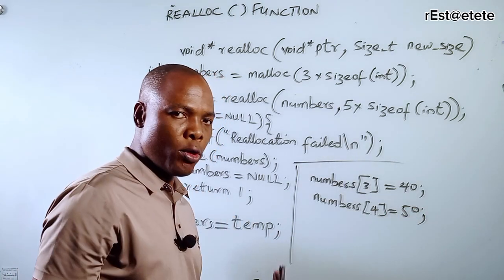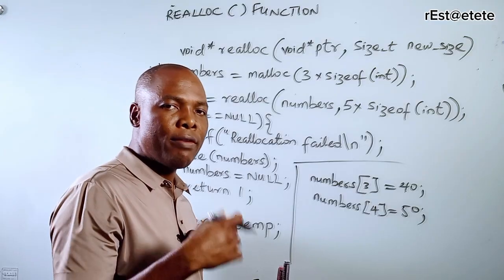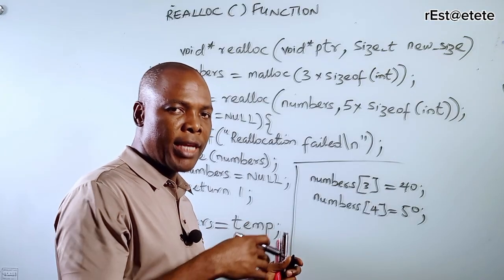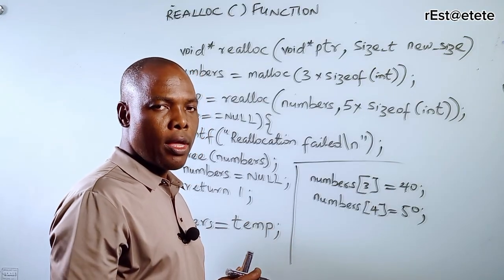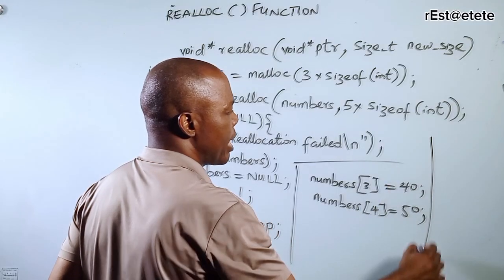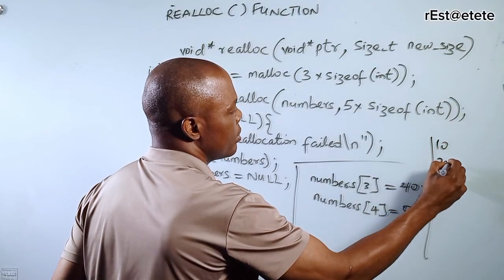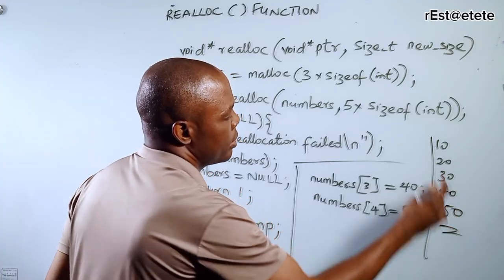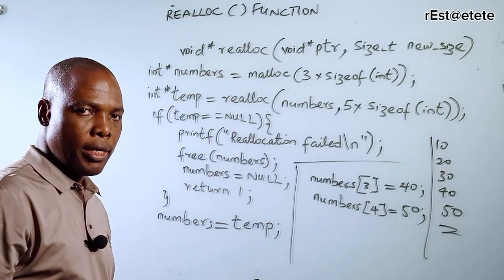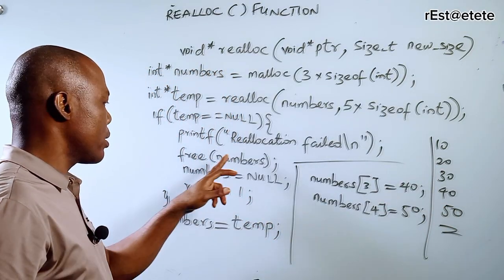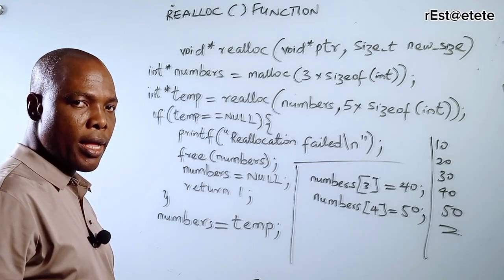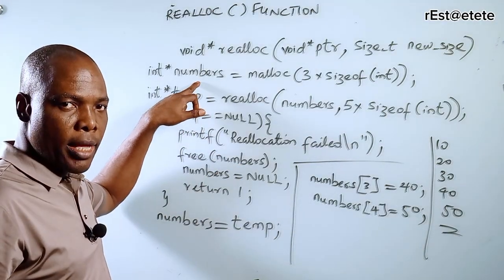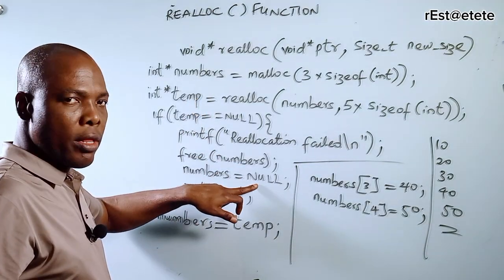Then I can now use my for loop to pull out everything from index 0 to index 4. And that will now give me 10, 20, 30, 40, 50. So that will be printed out on the screen. Then I can now free my what? My numbers pointer and assign a null value to it.